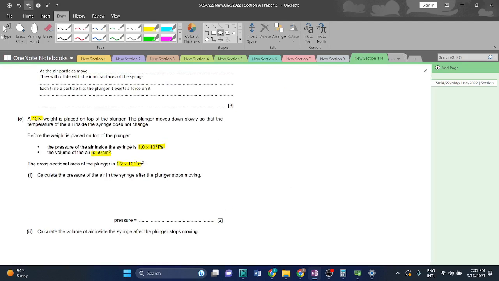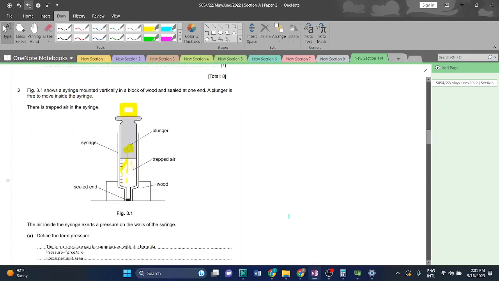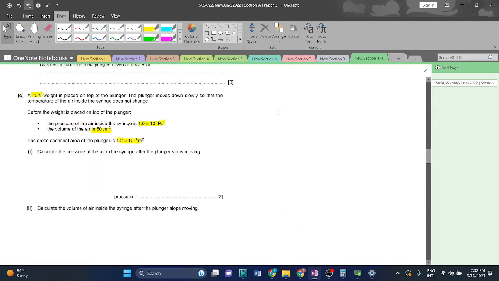So yeah, we have to calculate the pressure of the air in the syringe after the plunger stops moving. After the plunger stops moving, we all know that the pressure is increased, because the plunger is going down, right? It will create a smaller volume. And as we know, as the volume decreases, the pressure increases, because more particles are fit into that specific small space. So yeah, we have to calculate the pressure.